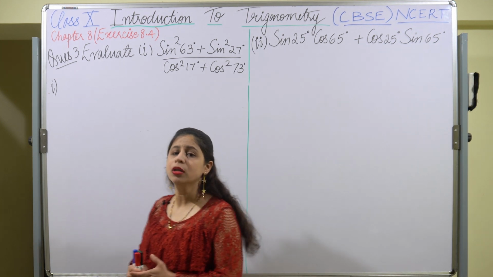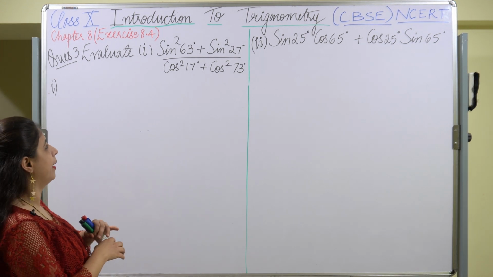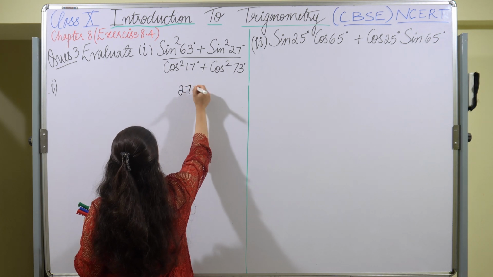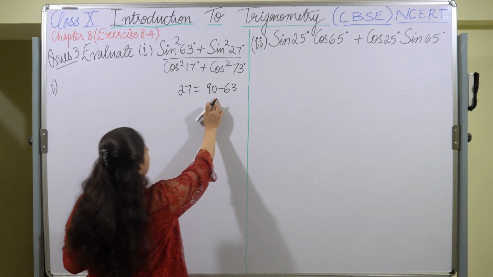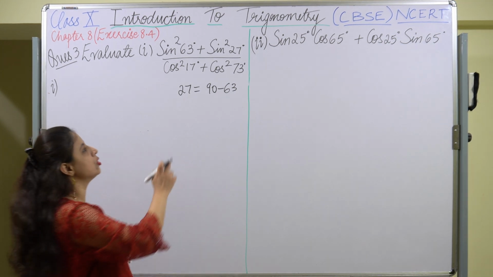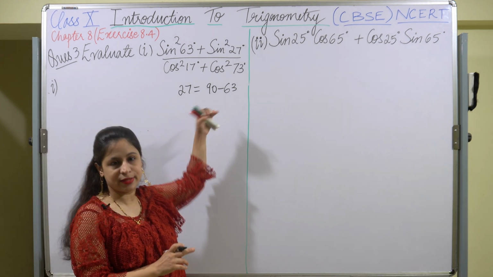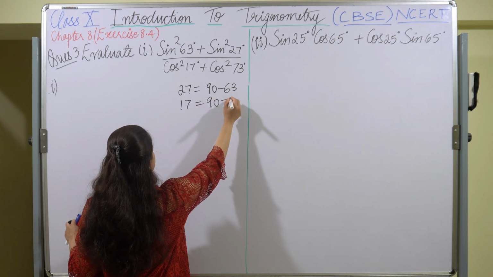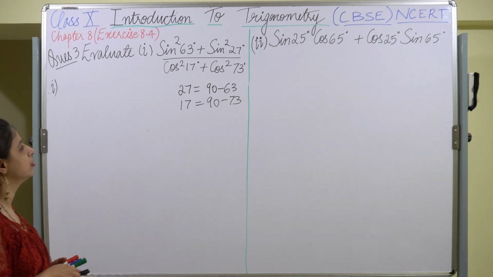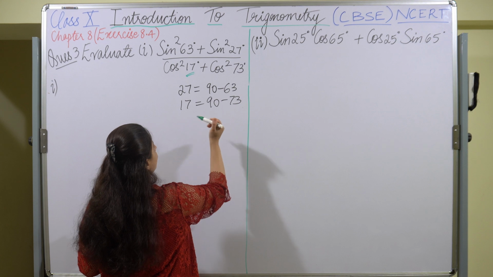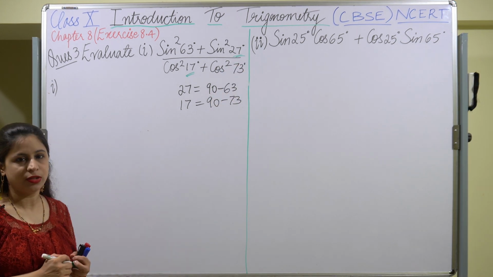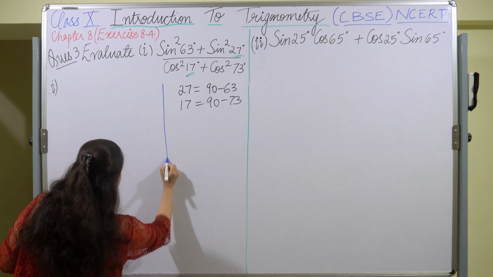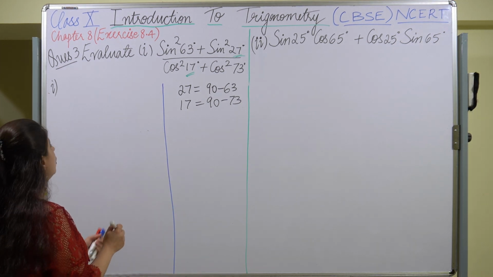Here we will be replacing the 27 degrees by 90 minus 63 degrees. If we subtract 63 from 90, then we will be getting 27. So the 27 will be replaced by 90 minus 63. And in the denominator, this 17 will be replaced by 90 minus 73 degrees. If we subtract 73 from 90, then we will be getting 17 degrees. So this is what we apply in the first step of this question. So let us write down.